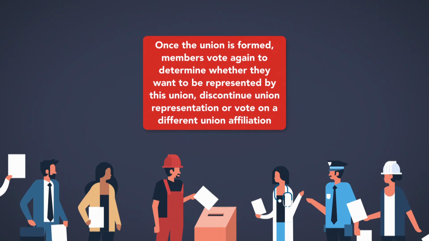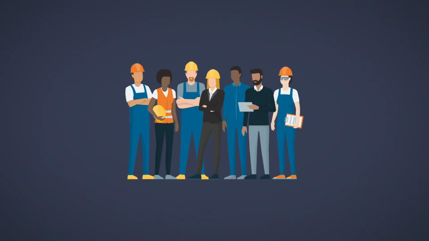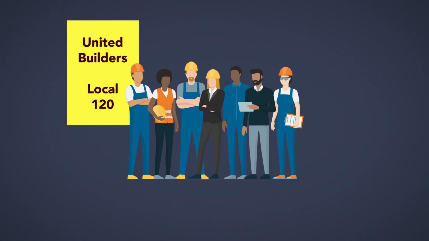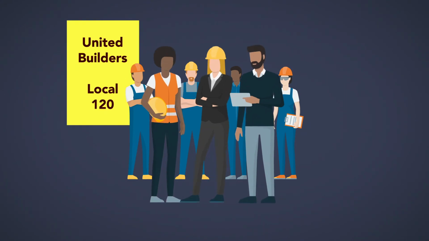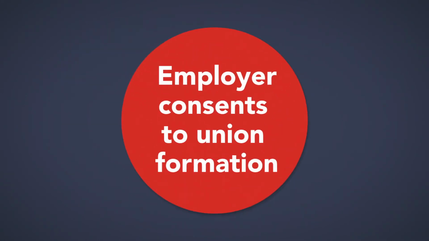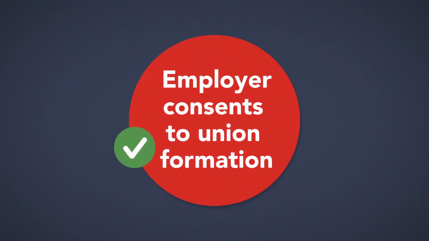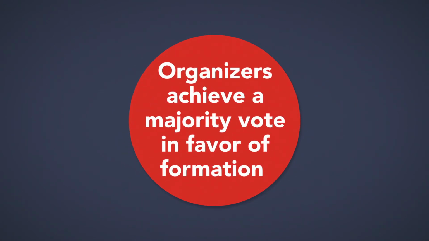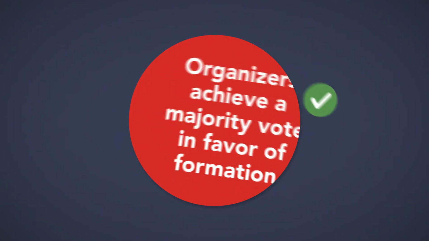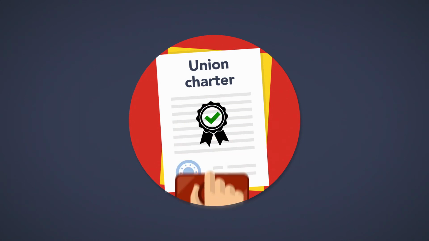After an election is held and a majority of members vote yes for a particular union to represent them, the union membership votes on which members become the union's representatives and officers. After an employer consents to union formation or organizers achieve a majority vote in favor of formation, the National Labor Relations Board must then certify the new union.